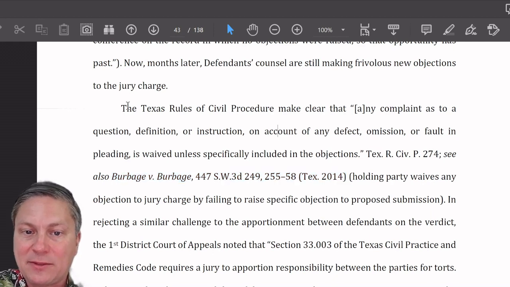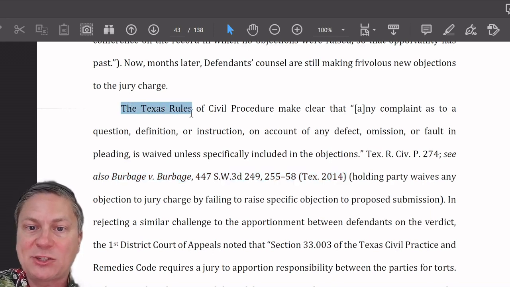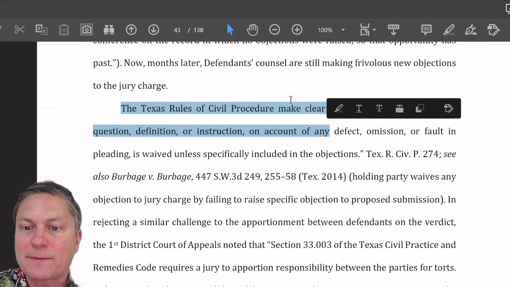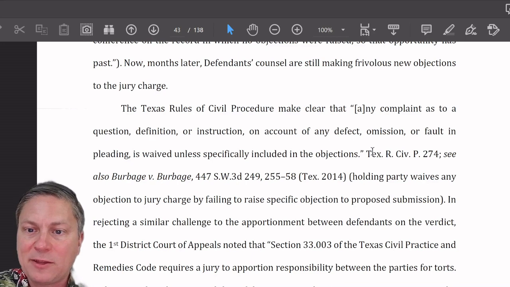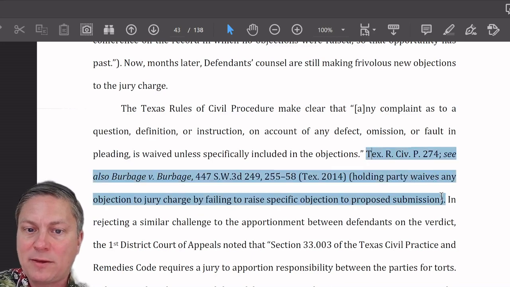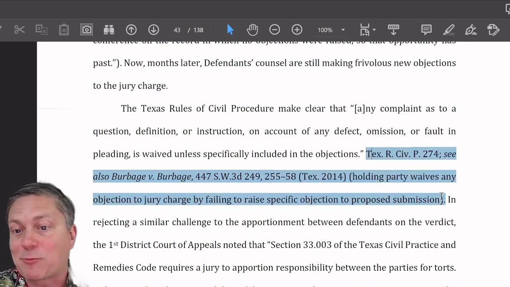And you'll see that this follows a statement here where they say the Texas Rules of Civil Procedure make clear that, quote, any complaint as to a question, definition, or instruction on account of any defect, omission, or fault in pleading is waived unless specifically included in the objections. And then after that sentence in the legal brief, you have this string, and we actually call it a string citation because it has more than one.